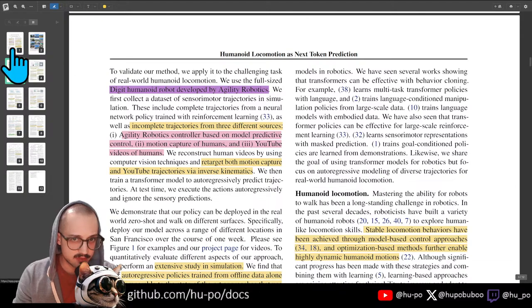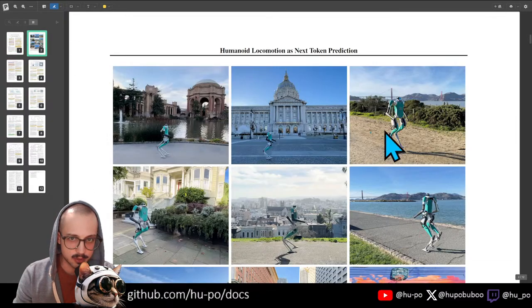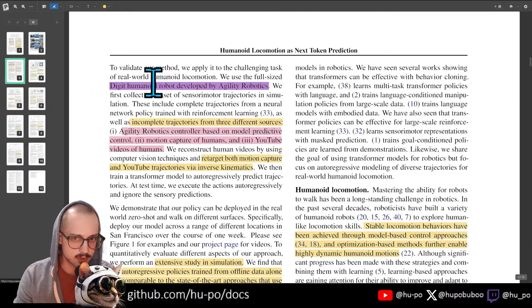But the one they're going to be doing for this paper is our good old little friend Digit. Okay, so Digit, the humanoid developed by Agility Robotics. They're going to be training this humanoid with a transformer. The transformer is going to consume a bunch of different weird types of data. And the impressive thing about this paper is just how weird all the different types of data are, right? So they're using everything from YouTube videos of humans, motion capture of humans, and a different type of controller, such as model predictive control.